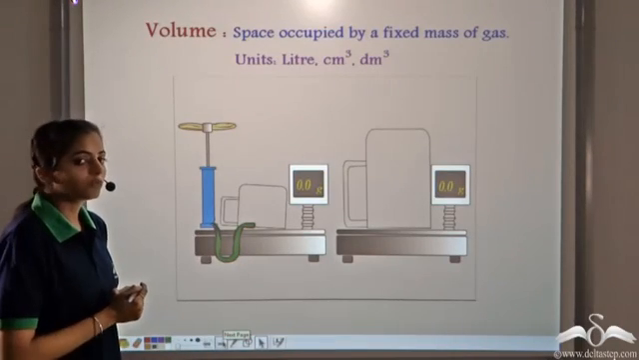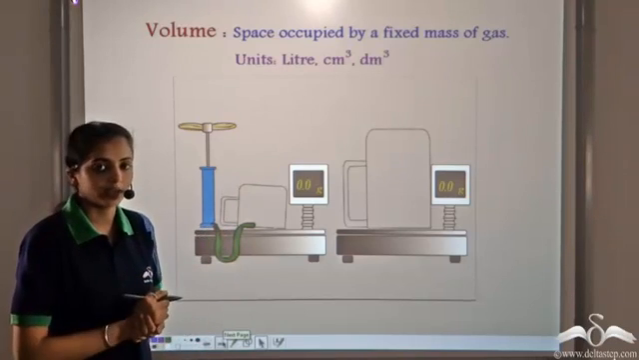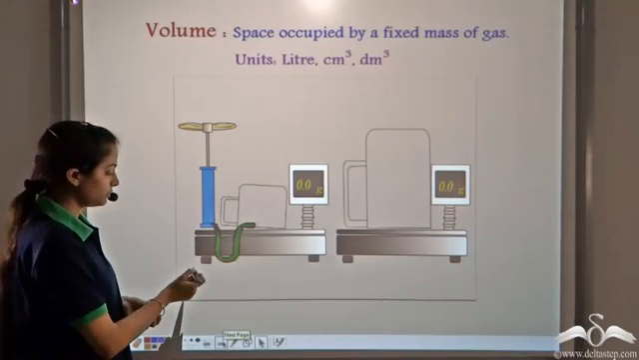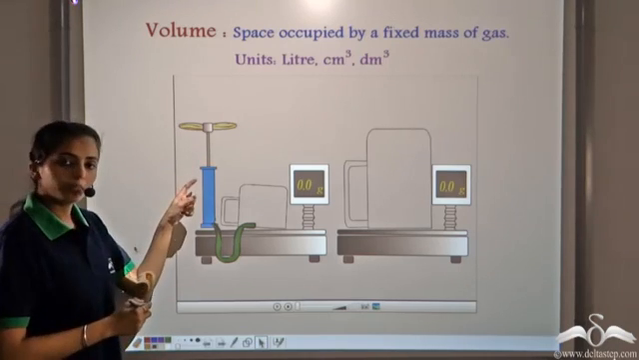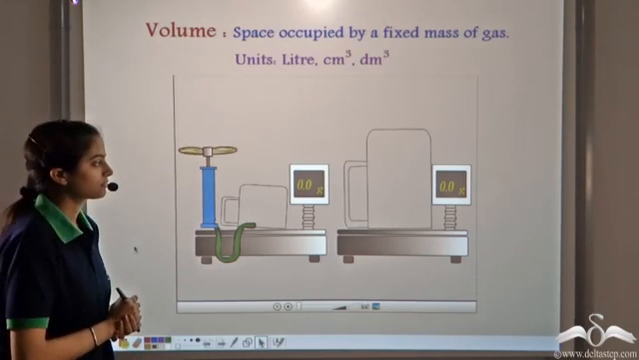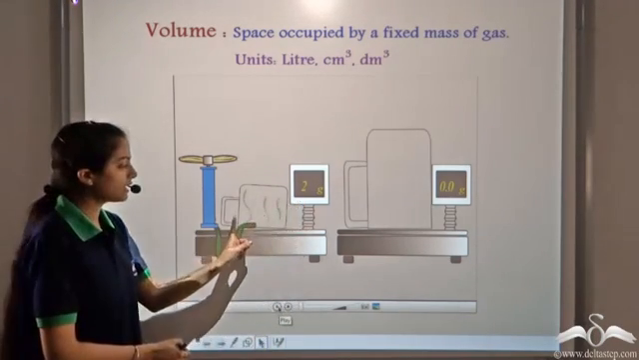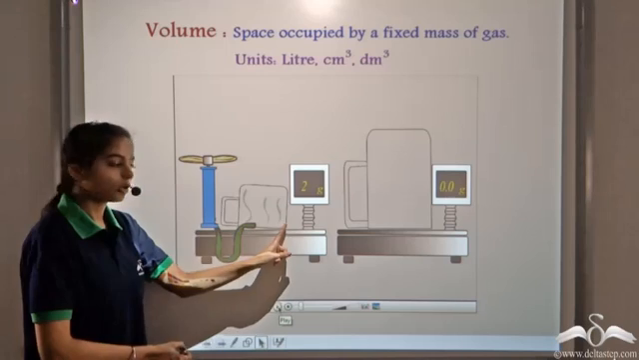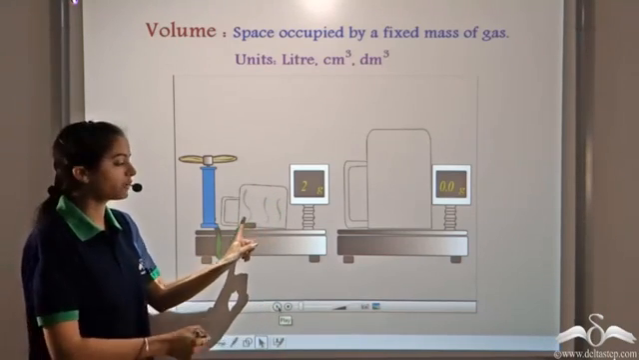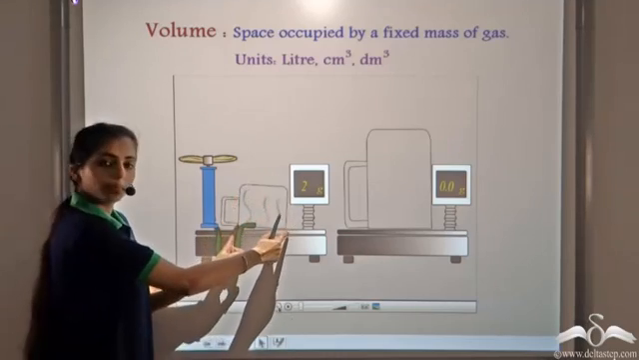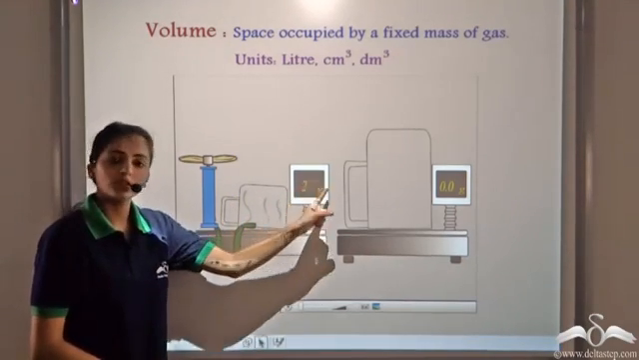Volume. Volume of a gas is defined as the space occupied by a fixed mass of gas. Let's see this experiment. As the pump is pressed once, it releases 2 grams of gas and it takes up the space of this glass or this smaller container. So in this case, the volume of gas is the space taken up by a fixed mass of gas, which is 2 grams, in this small container.